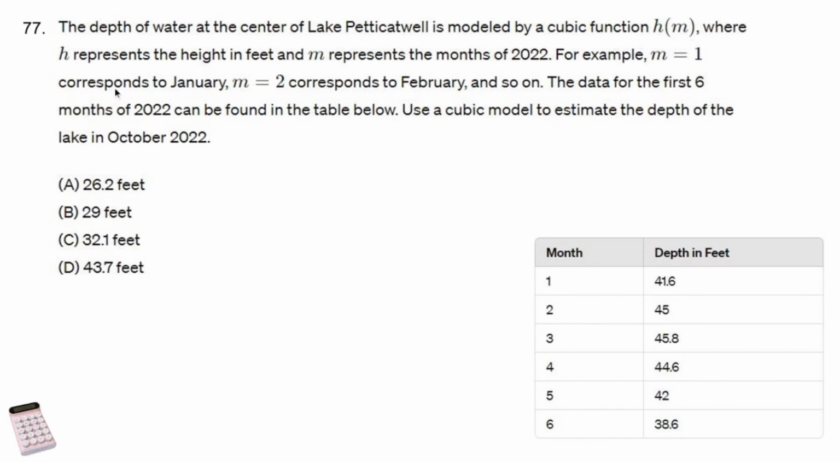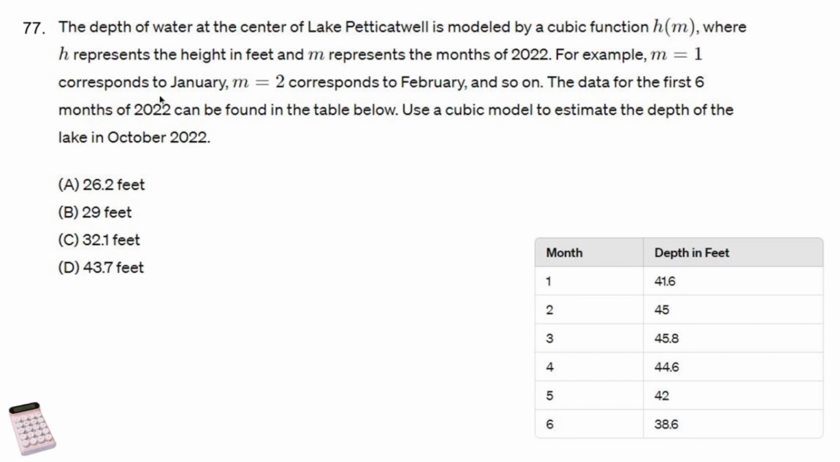The depth of water at the center of Lake Precalculus is modeled by a cubic function h of m, where h represents the height in feet and m represents the months of 2022. For example, m equals 1 corresponds to January and 2 is February and stuff. The data for the first 6 months of 2022 can be found in the table below. Use a cubic model to estimate the depth of Lake Precalculus in October 2022.